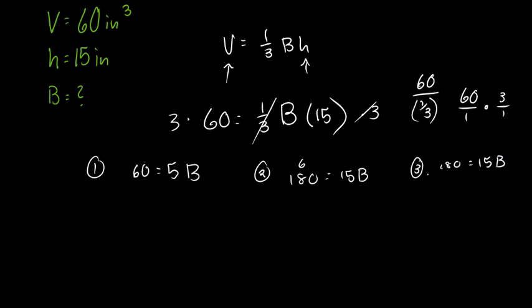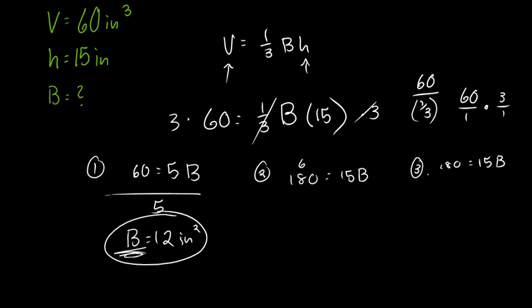Alright, now I'm going to go ahead and pursue option 1 since the numbers are a little bit lower. I would then divide by 5 and get b equals 12. Now I have to keep in mind that what does b stand for? B stands for the area, so it should be inches squared, and that is my final answer.